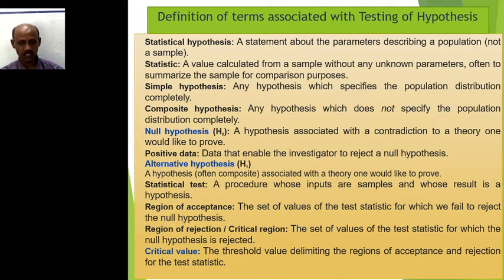The next one is region of acceptance. The set of values of the test statistic for which we fail to reject the null hypothesis. The next one is region of rejection or critical region. The set of values of the test statistic for which the null hypothesis is rejected. The next item is critical value. The threshold value delimiting the regions of acceptance and rejection for the test statistic. Generally, we find it in the case of the normal distribution.